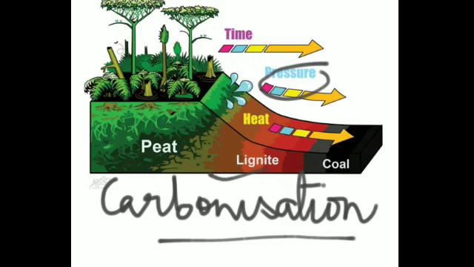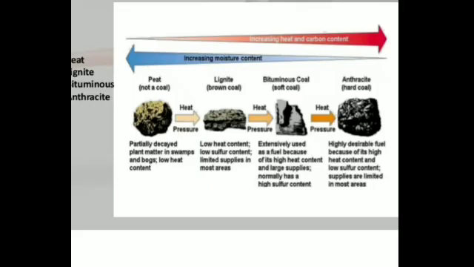Depending upon the extent of carbonization, coal is classified into 4 different types: peat, lignite, bituminous and anthracite. You can see that at high temperature and pressure, plants have converted into peat, which is light brown in color and has less than 60% of carbon.